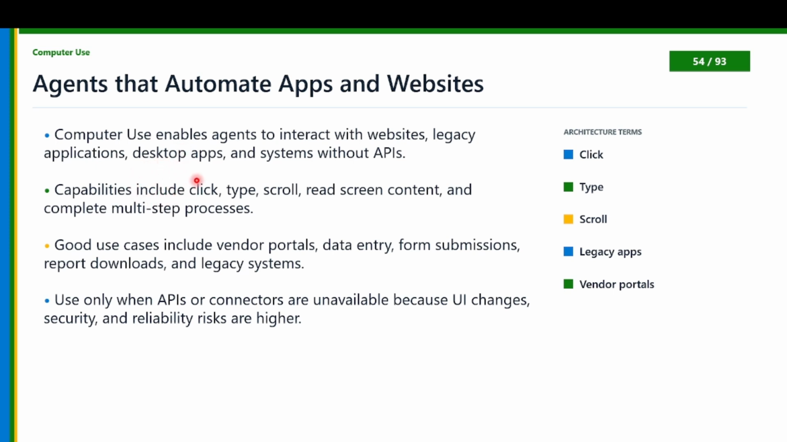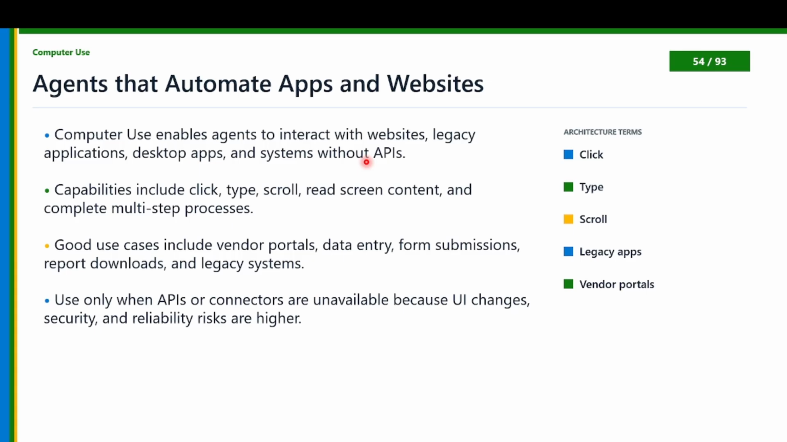So let's look at a detailed understanding of it. Computer use enables agents to interact with websites, legacy applications, desktop applications, and systems without API. You can see it simply. MCP allows agents to get information from external databases and knowledge bases, while computer use enables agents to interact. You can see this is interaction, not just getting information. It is receiving information from the website and passing information to the website.